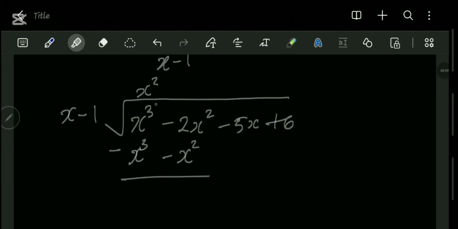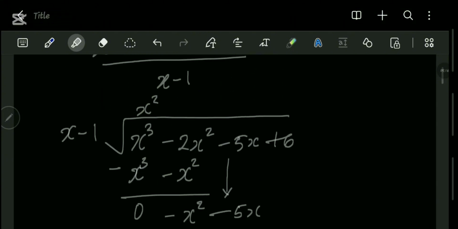So x to the power 3 minus x to the power 3, this is 0. Then minus 2 minus minus x squared, that is minus 2 plus 1x squared. So we're doing minus 2 plus 1, and that's giving us a minus x to the power 2. Right? So what do we do next? We bring down the next digit, which is a minus 5x, and we join it together with that. Are you seeing that?